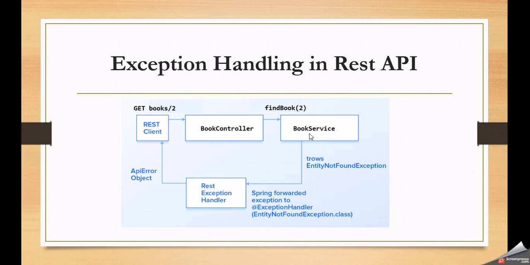Now, whenever it throws this exception, it will be forwarded to the exception handler. In that exception handler, we are going to convey a meaningful message to the REST client with appropriate status code and status messages. So I hope you understood. Here we are going to create a REST controller, a service class and a user defined exception, and we are going to create a global exception handler to handle the exceptions in our REST API.